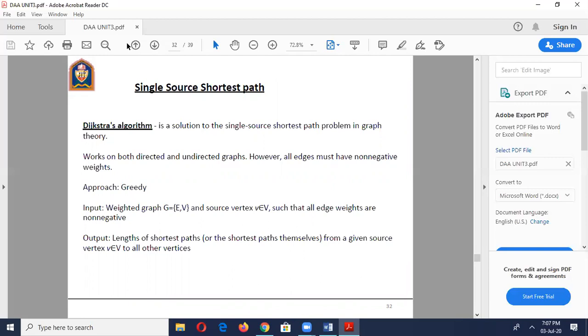Dijkstra's single source shortest path algorithm is a solution to the single source shortest path problem in graph theory. It works on both directed and undirected graphs. However, all edges must have non-negative weights. Input: weighted graph G equals (V, E) and the source vertex v belonging to V, such that all edge weights are non-negative. Output: the length of the shortest path from the given source vertex v to all other vertices. Next slide, sir.